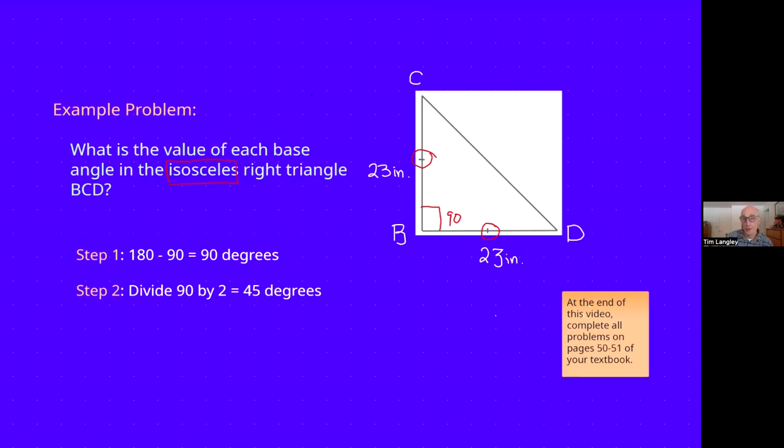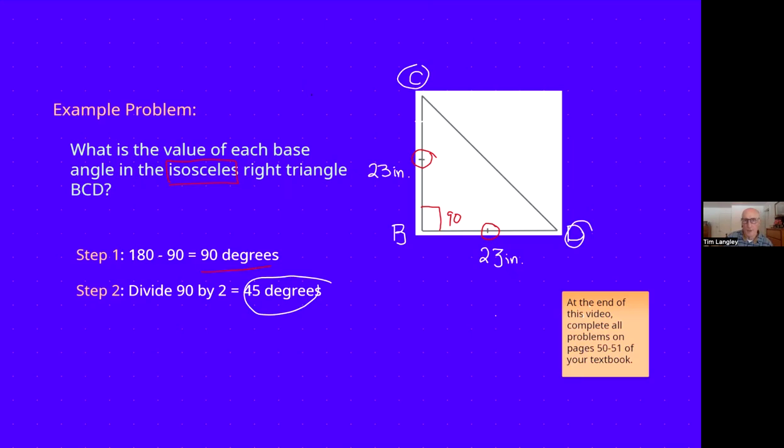All right, here's how we'd solve it. Step one is 180 degrees minus 90 degrees gives us 90 degrees left, okay? That gives us what's left is 90 degrees. Now, if I divide 90 by 2, I get 45 degrees. Why did I divide 90 by 2? Because I have two angles here. I've got angle D and I've got angle C left. And if I divide by 2, I've got 45 degrees. So that is how you would solve that problem.